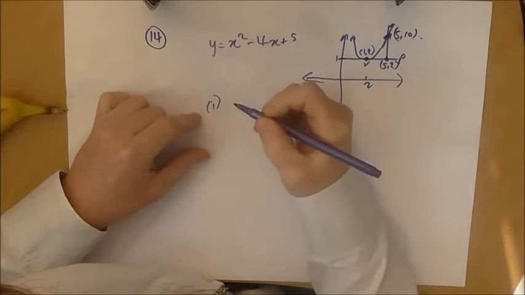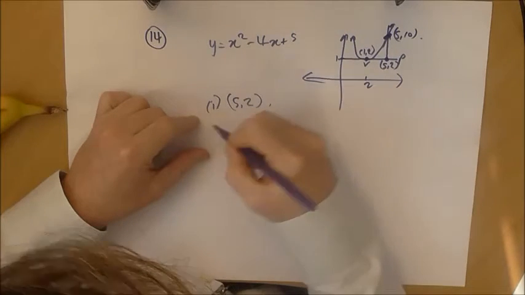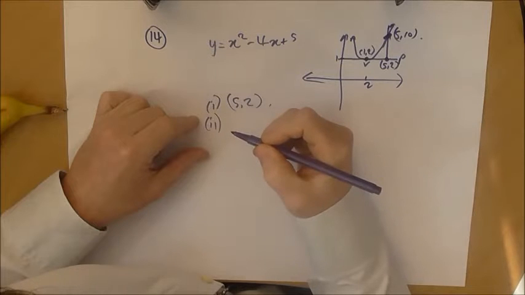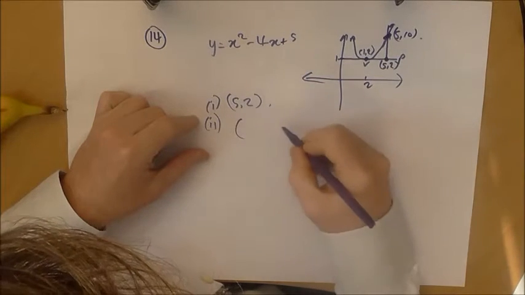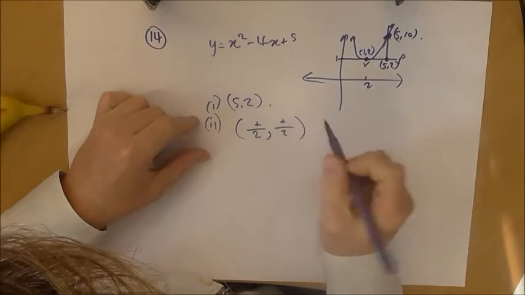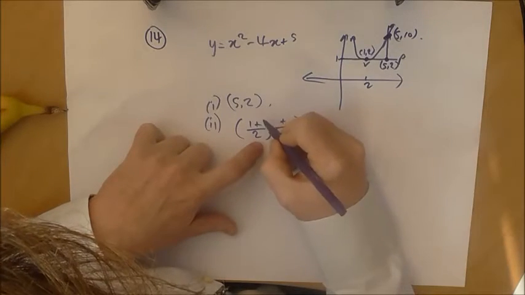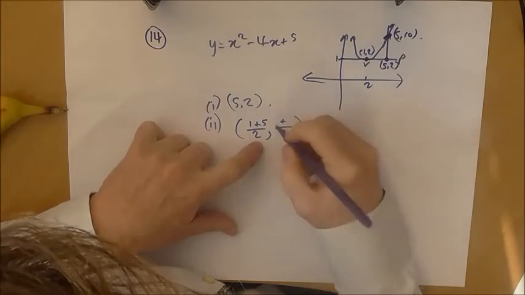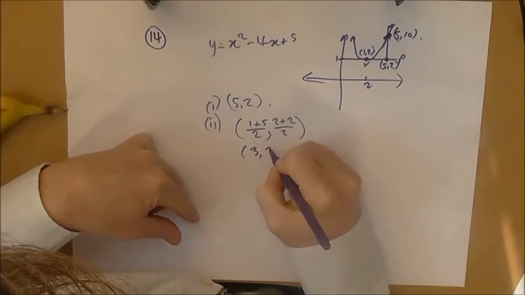Roman numeral part 1, write down the coordinates of P. I've already done that, 5, 2. Roman numeral part 2, find the coordinates of M, the midpoint of VP. There's a formula for that, it's this. Add up the x coordinates to give you what's before the comma, 1 plus 5, add up the y coordinates to give you what's after the comma. So that midpoint is 3, 2.